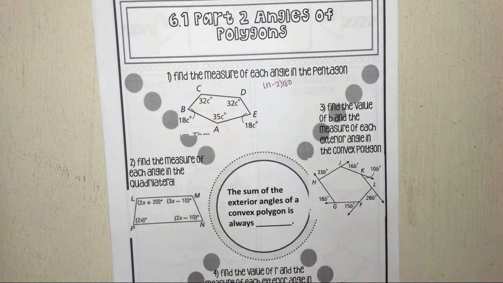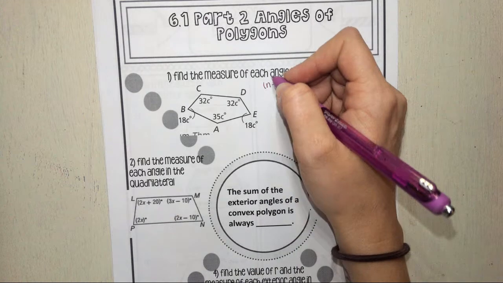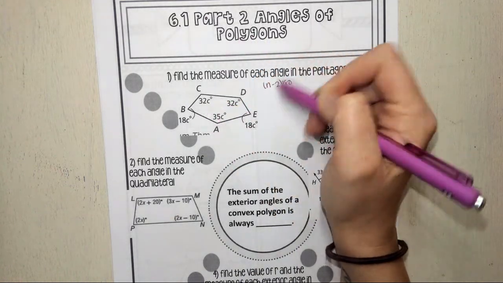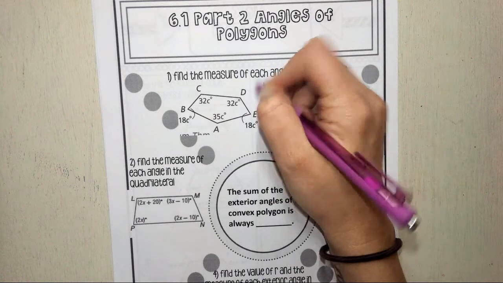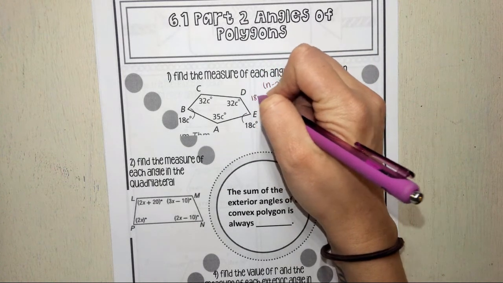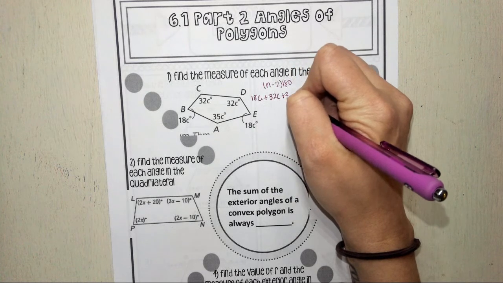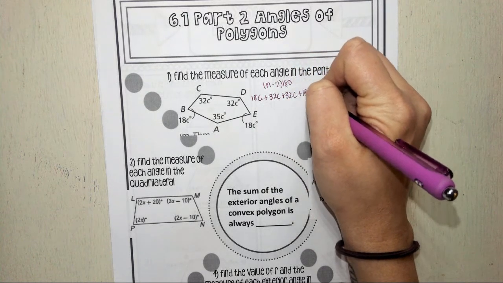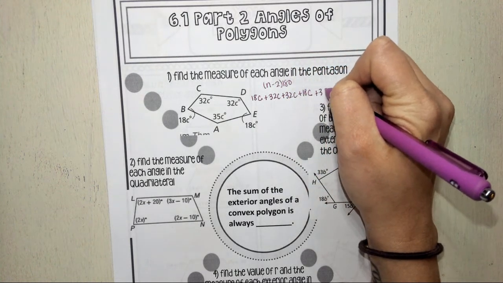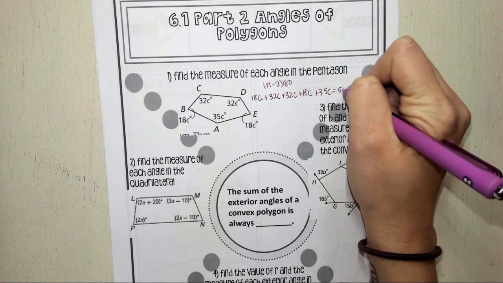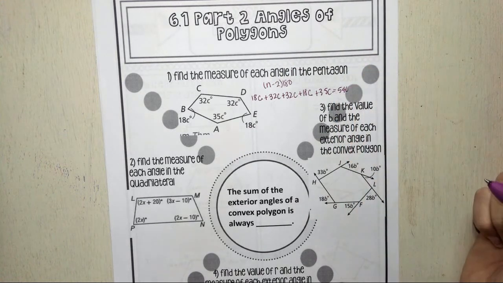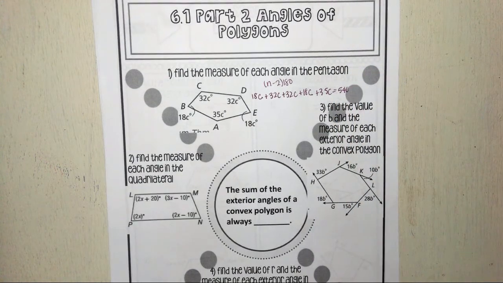So there's 5 sides. So 5 minus 2 is 3. 3 times 180 is 540. So you're going to add all of these up and set it equal to 540. So that's 18C plus 32C plus 32C plus 18C plus 35C equals 540. And then you're just going to solve from there.